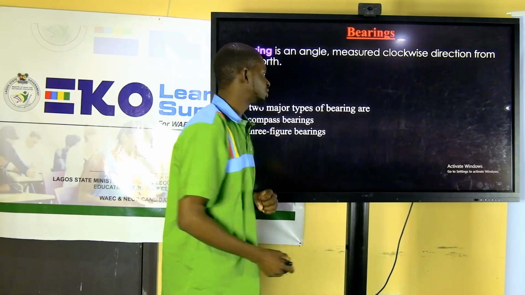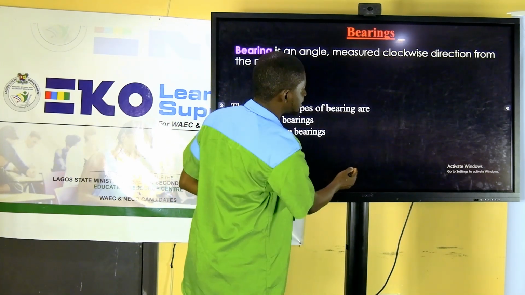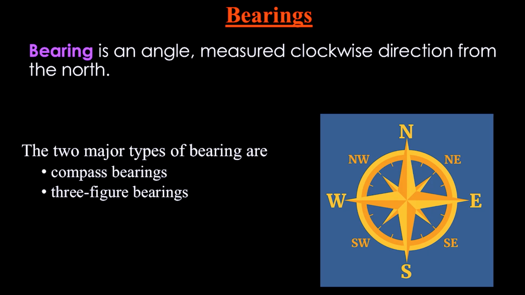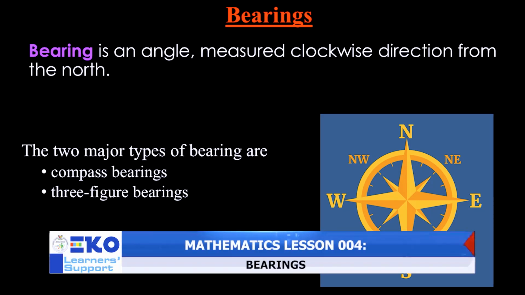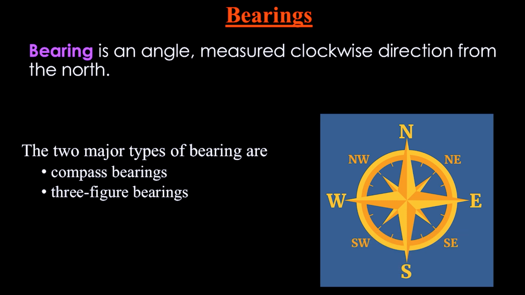In between north and east is where we have our northeast. In between south and east is where we have our southeast. In between south and west is where we have our southwest. And in between north and west is our northwest. Now take note of something.